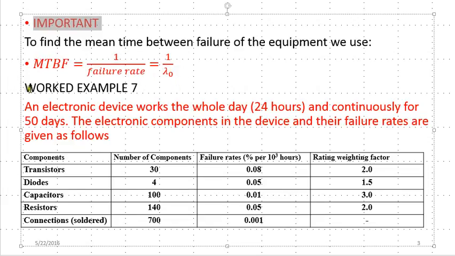Now, this is worked example number 7, which says an electronic device works for the whole day, that is 24 hours, and continuously for 50 days. The electronic components in the device and their basic failure rates are given here. We have transistors, their number, their basic failure rate, and the weighting factor. This is the rating weighting factor. That of diodes, that of capacitors, resistors, and connections, which are the soldered joints. They are also considered as components.